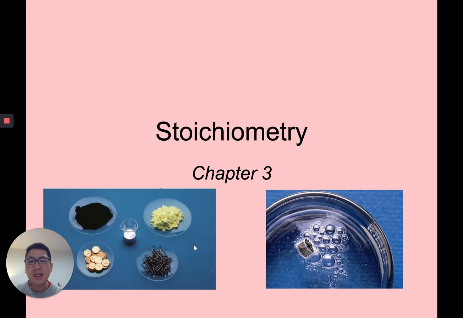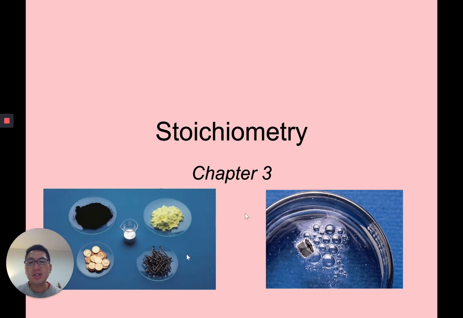And how do we know that? Did someone go in and count them? No, but there's a way we measure the stuff, and this topic, the way we measure the stuff, is called stoichiometry. Okay, so let's get started with this stuff.